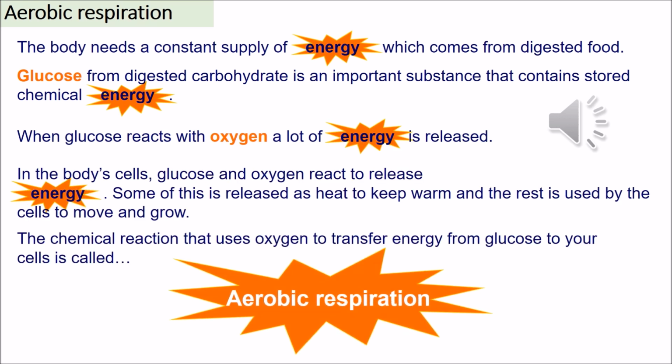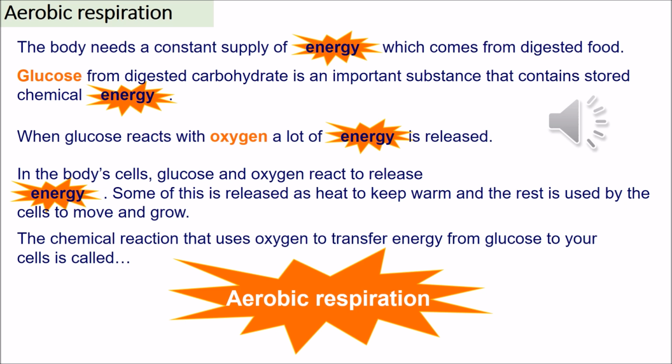So your body needs a constant supply of energy, and that comes from food. That's why we have to eat regularly and why breakfast is always a great meal to get you started for the rest of the day. So glucose from that digested food comes obviously from carbohydrates. So glucose is a form of sugar. That is where our energy comes from.